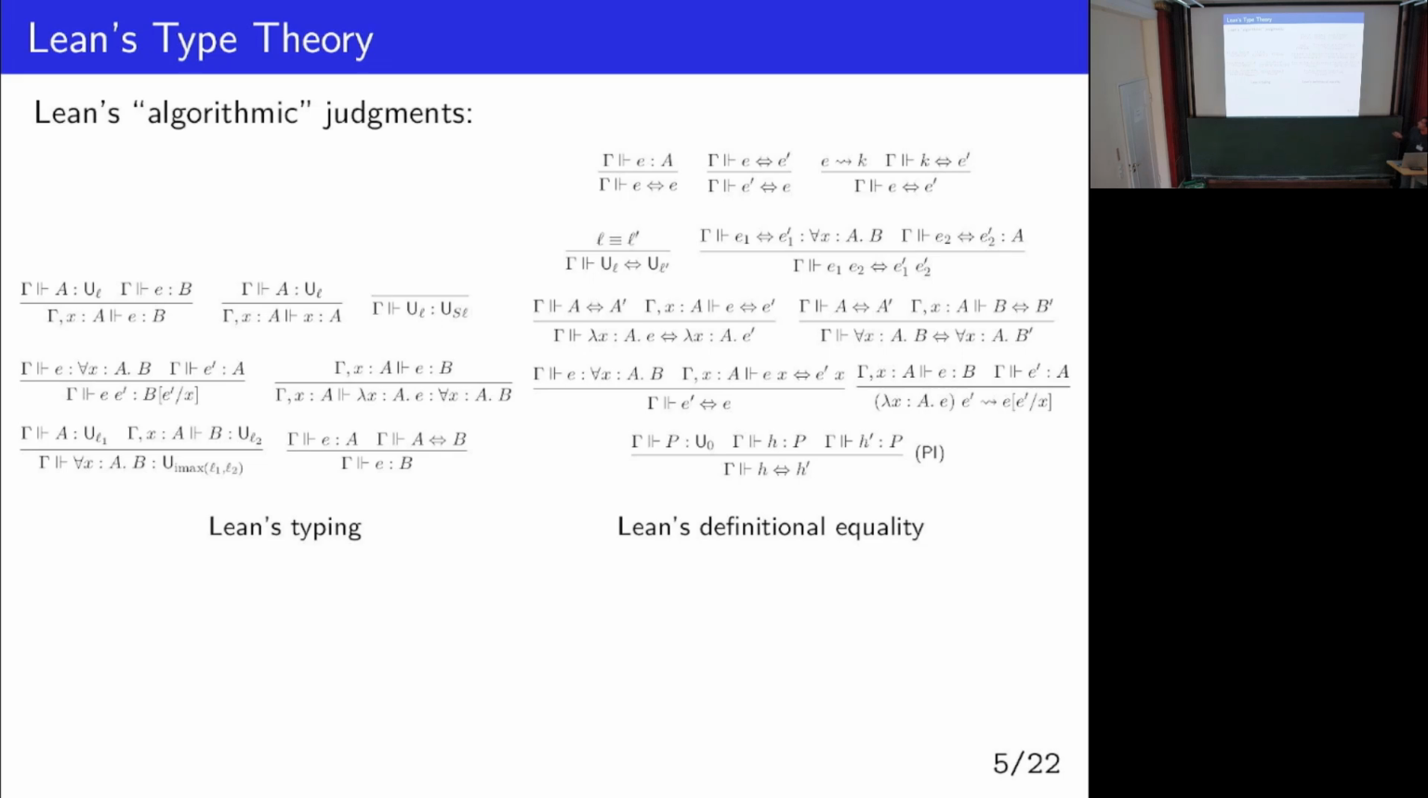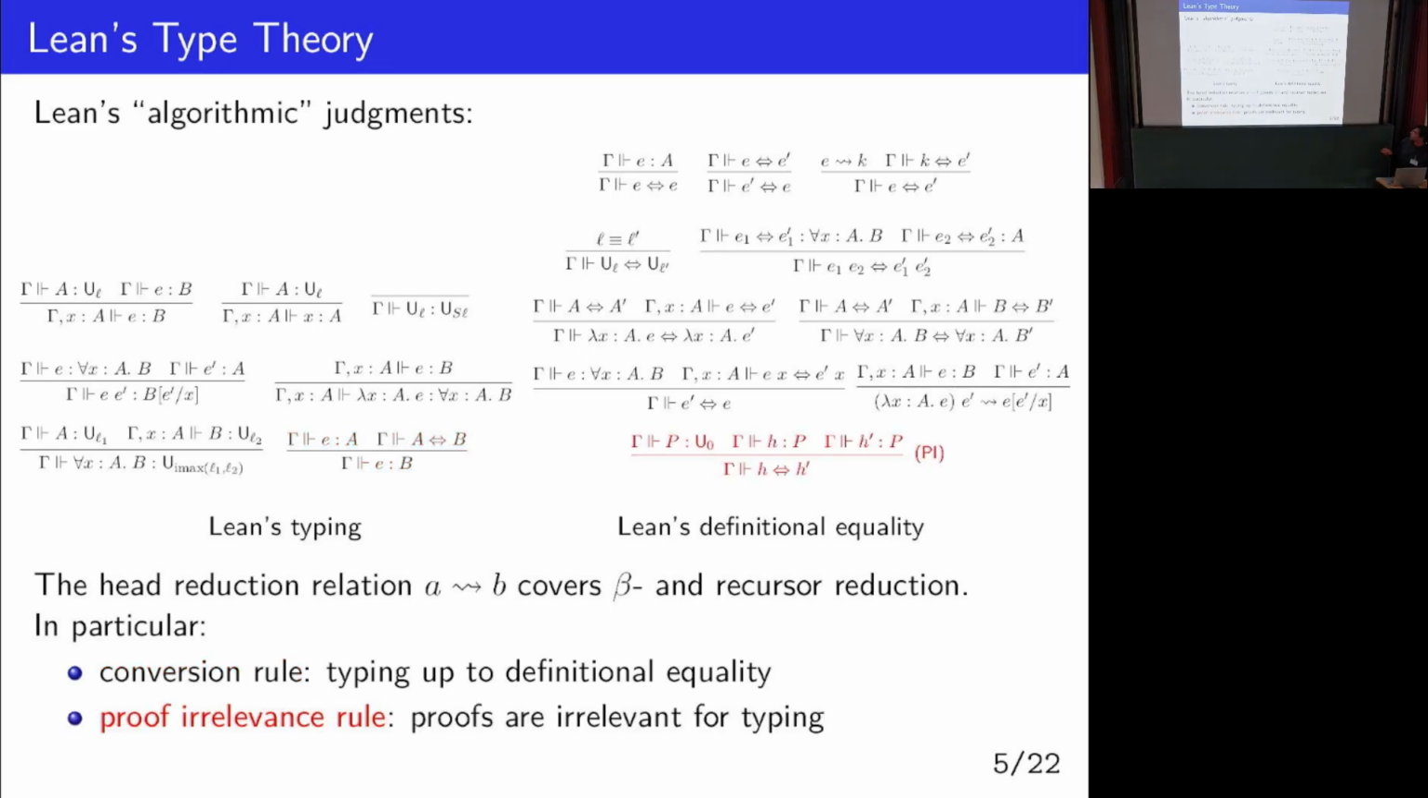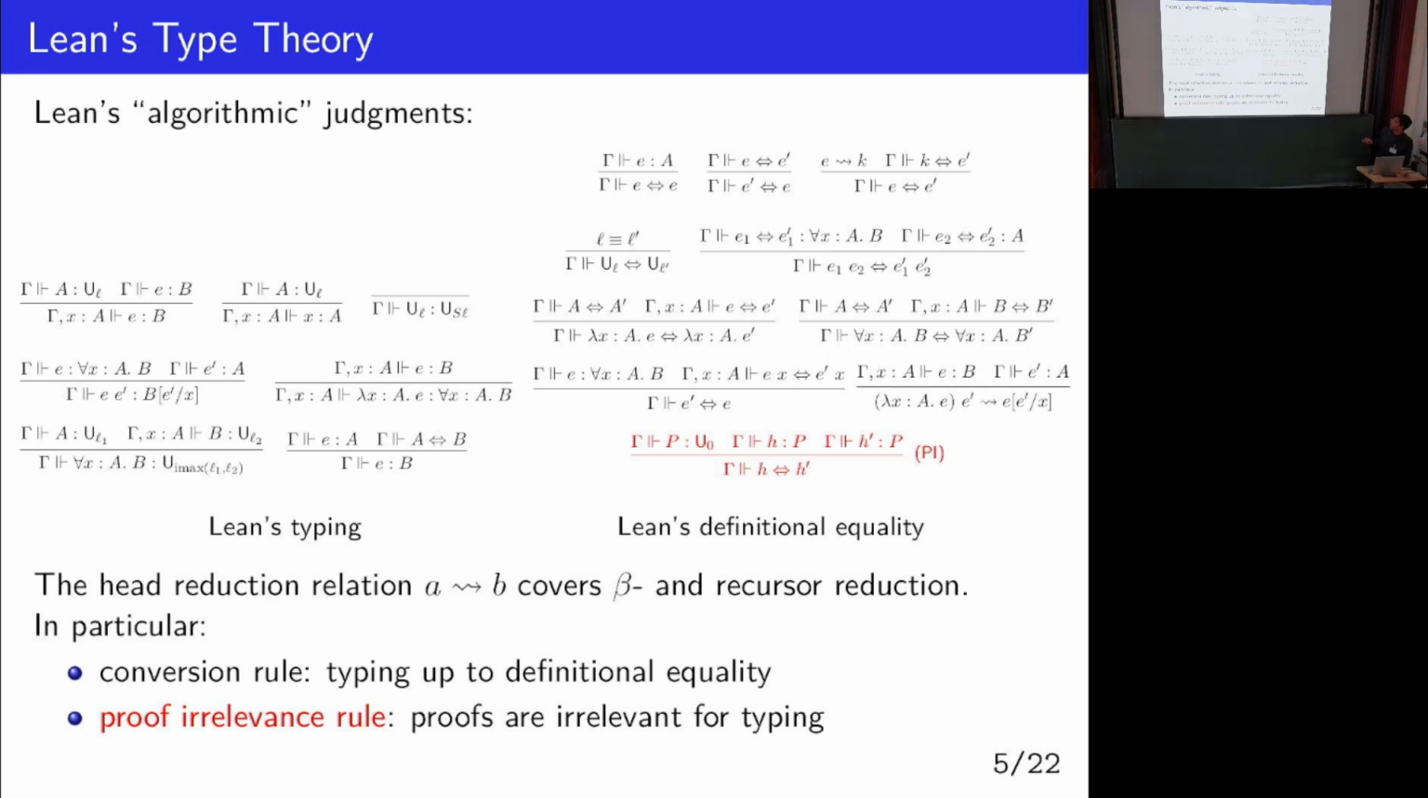And these are the definitional equality rules. In particular to note here is the head reduction relation, which covers beta and recursor reduction. And we also have a conversion rule that basically lets you type a term as any type that it is definitionally equal to. And also you'll note the proof relevance rule. So whenever you have two proofs of a proposition, we make them definitionally equal, which implies that they will be equivalent for the purpose of typing.